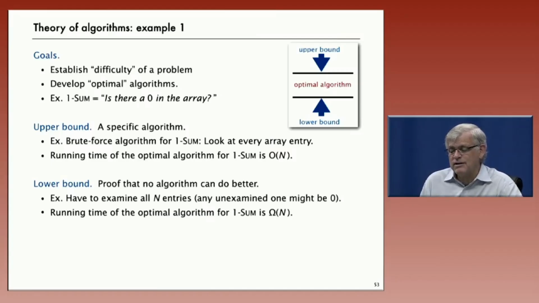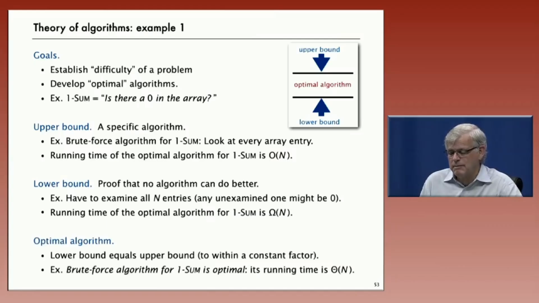Now in this case, the upper bound and the lower bound match, to within a constant factor. So that's a proof that the brute force algorithm for 1-sum is optimal. Its running time is Theta of n. It's both Omega of n and O of n. For that simple problem, it was okay to get the optimal algorithm. For more complicated problems, it's going to be more difficult to get upper bounds and lower bounds, and particularly upper bounds and lower bounds that match.